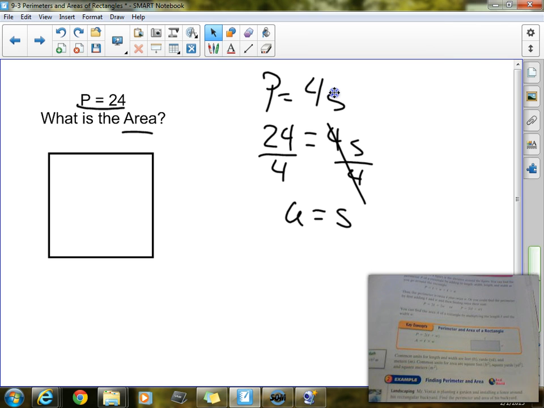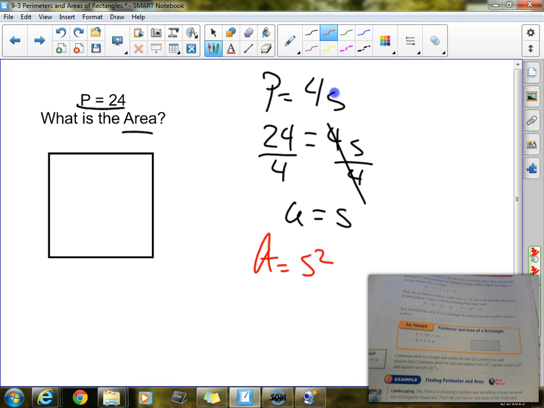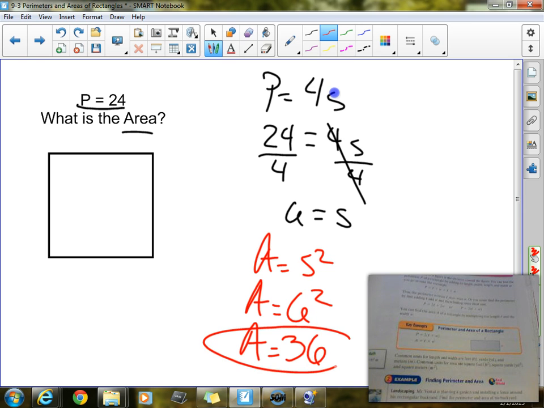So I'm going to use this right here. A equals side squared, so A equals 6 squared, so A is going to equal 36. So my area is 36. So we see how I used what I knew to solve for what I did not know. Well, ladies and gentlemen, that is the lesson.